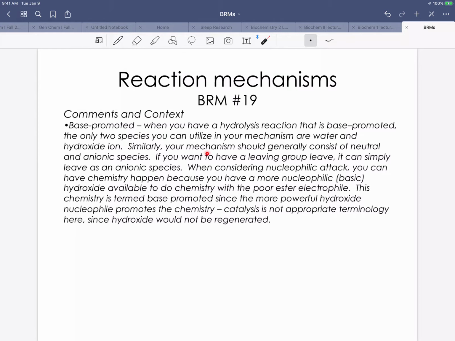So similarly, our mechanism is really only going to have neutral and anionic species. So again, leaving groups leaving by being protonated, that's not something that happens under basic conditions. In this case, we're basically going to have it just depart as an anionic species. And because of the environmental conditions we're in, that's okay. So again, now we consider nucleophilic attack here because we have a more basic nucleophile in hydroxide rather than water. We're able to do chemistry more easily with the poor ester electrophile.